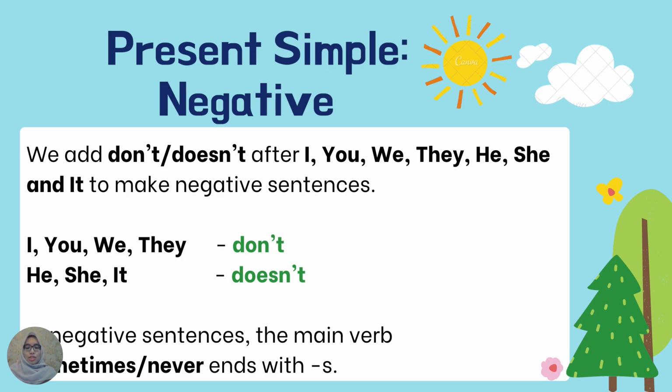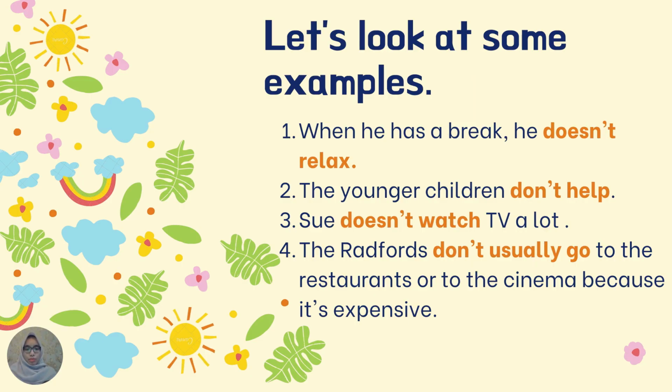So for you to understand better, now let's look at some examples. The first sentence. When he has a break, he doesn't relax. As we can see, the subject here is he, so we are going to use doesn't. And unlike present simple affirmative, for present simple negative, you don't have to add an s or es to the verb, meaning you use the root word after doesn't.